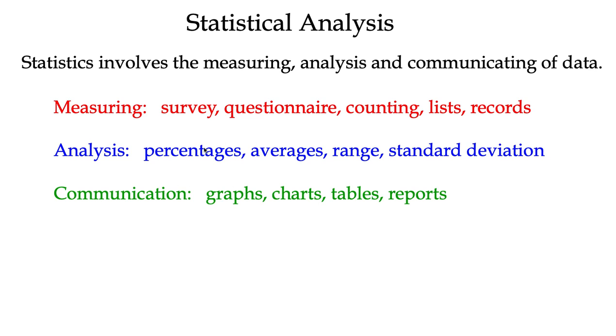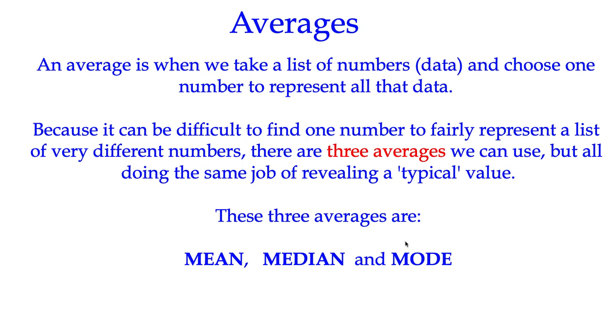So the statistical analysis in the middle here, we're familiar with the idea of percentages. We might say, 20% of people surveyed would vote for this candidate, or like Iron Brew. We've got these other things, averages, range, and standard deviation. And we're going to have a look at these things mainly in the next few lessons. So let's have a look at the idea of an average.